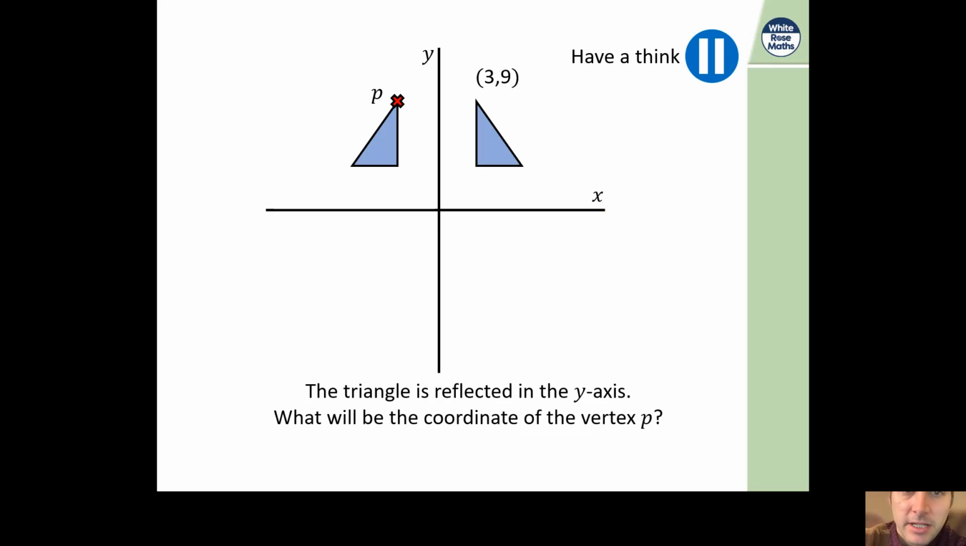Right. If we look at the triangle, which has been reflected in the y-axis, and we see that P is the point where the red crosses. Now, the peak of the blue triangle in the first quadrant is 3, 9. What will the coordinate be of P? So you've got to work out what P will be. So pause it, have a think. What's the coordinate for P?